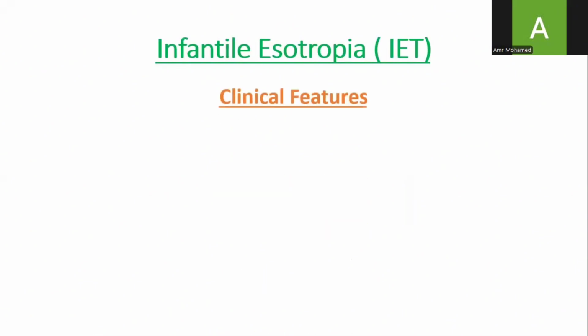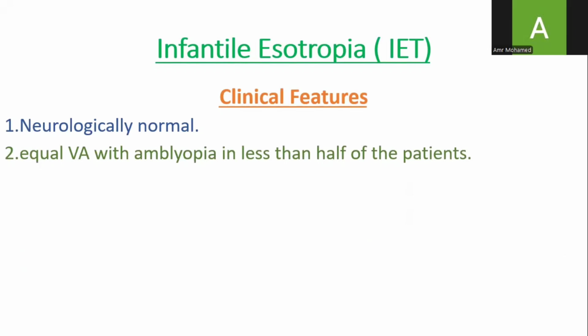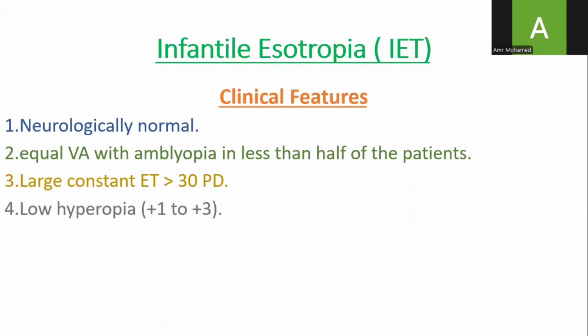Infantile esotropia, the clinical features: neurologically normal infants and equal visual acuity, with amblyopia in less than half of the patients, and large constant esotropia, more than 30 prism diopters, low hyperopia +1 to +3 diopters in most of the cases, but we have patients with infantile esotropia who are even myopic. Dissociated vertical deviation occurs in 57% of the patients, and inferior oblique overaction in 78% of the patients, but both DVD and inferior oblique overaction usually happen later, maybe at the age of 3 years or more.